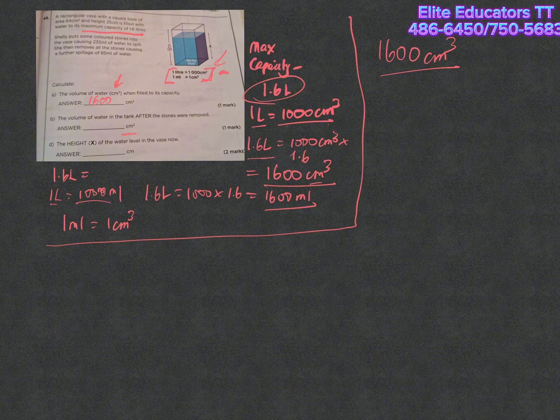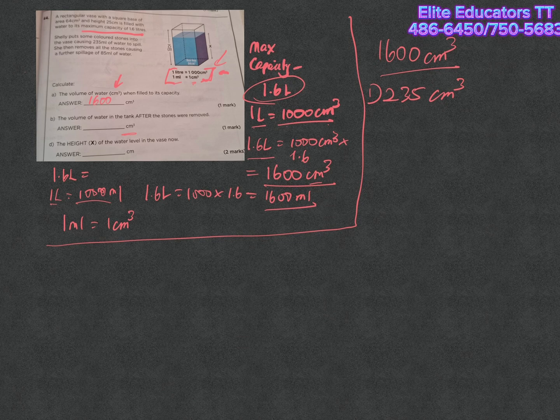Shelley put some colored stones into the vase, causing 235 ml of water to spill. Since it's a 1-to-1 ratio, 1 ml is 1 cm cubed, so that will be 235 centimeters cubed. This is the first loss, because the stones were added, and they said it caused the spill.